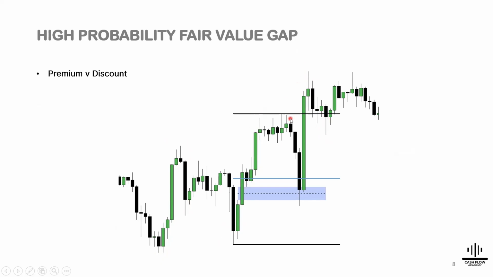So here's a range. To get the premium and discount, you want to take your Fibonacci and place it at the high and the low. The midpoint is called equilibrium, like you can see here. Above equilibrium is called premium, and below equilibrium is called discount. So if you are buying, you want to look for fair value gaps found at a discount. And if you are selling, you need to look for fair value gaps at a premium.